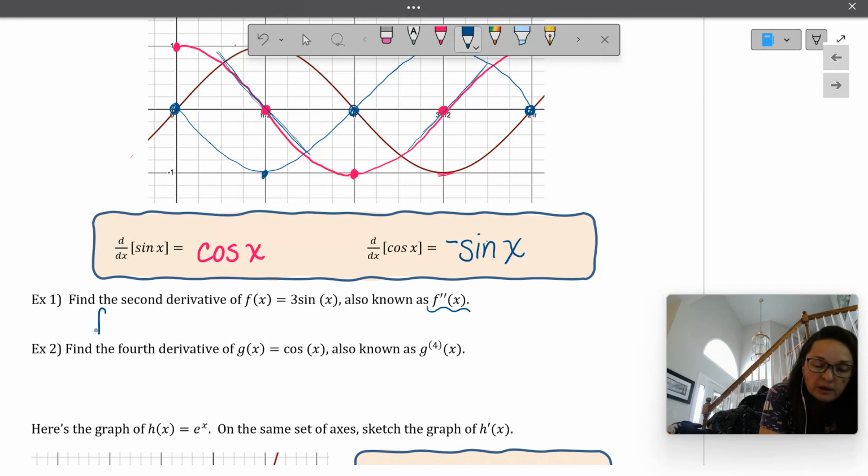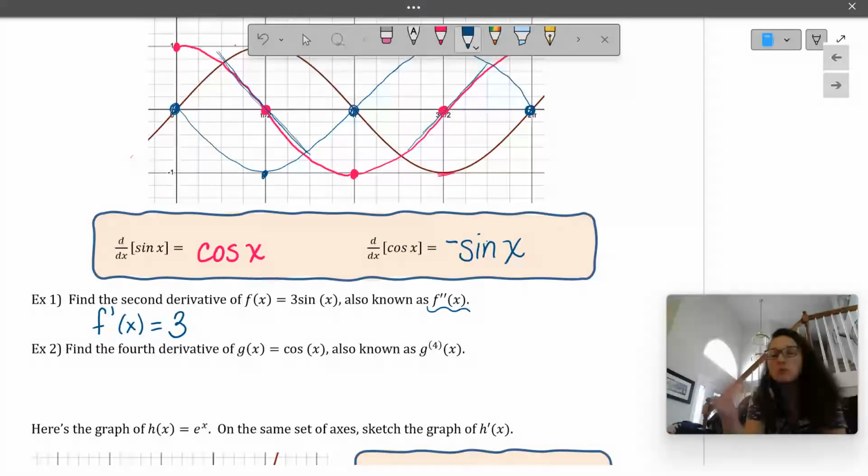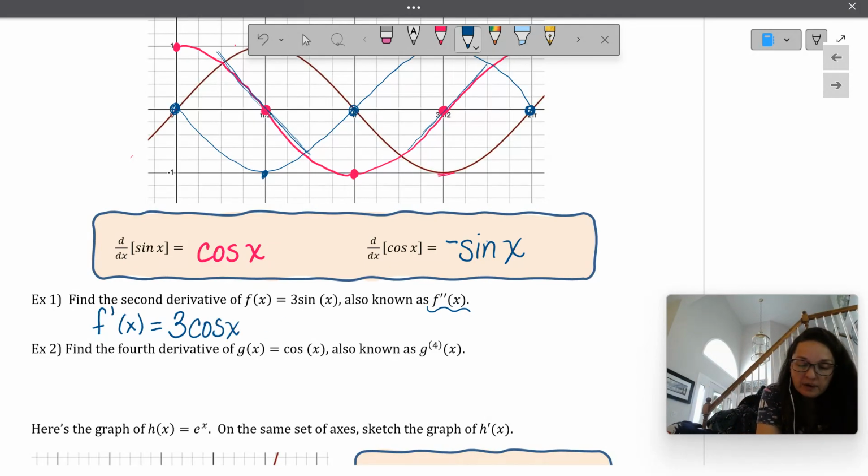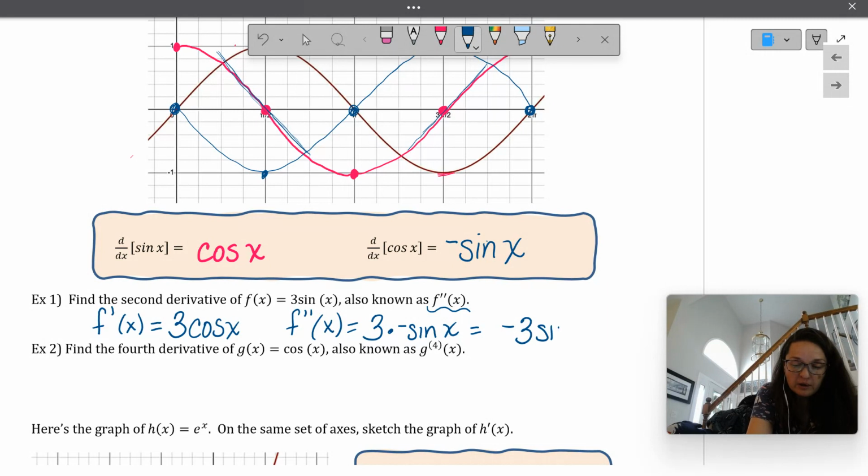So if f of x is 3 sine x, then f prime of x, well, let's see, the 3 is a lead coefficient. Coefficients just hang out and wait for everything else to happen. So the 3 stays. The derivative of sine x is cosine x. Okay, there's f prime. F double prime is the derivative of f prime. And the derivative of 3 cosine x, the 3 still stays, and the derivative of cosine is negative sine. So the second derivative of 3 sine x is negative 3 sine x. Okay, we'll talk about what second derivatives mean later.